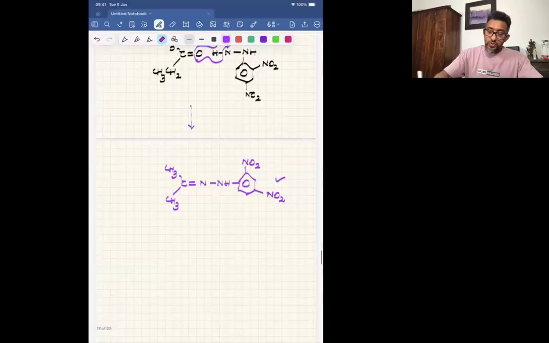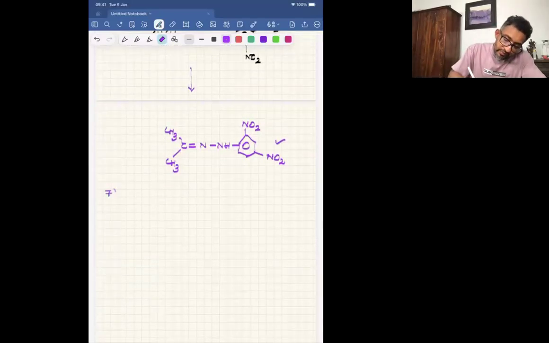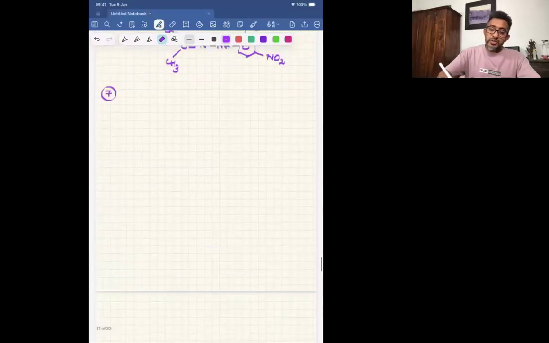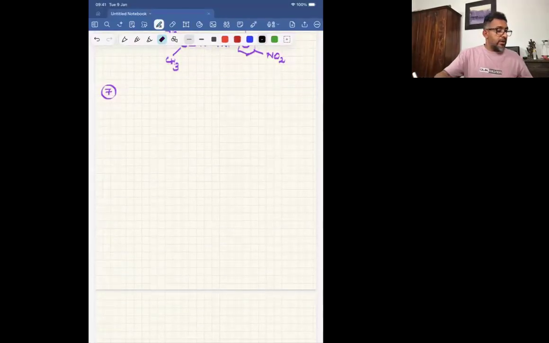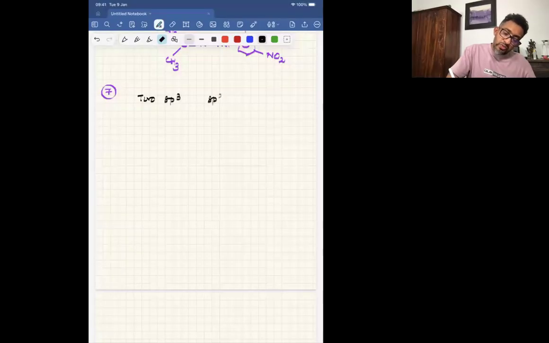Right. Now we'll go to question number 7. A and B are two isomeric hydrocarbons and each containing two sp3 hybridized carbon atoms, two sp2 hybridized carbon atoms, and two sp hybridized carbon atoms. Two sp3, sp2, and sp. Right. A shows optical isomerism and B shows geometric isomerism. Draw one possible structure for each of A and B.